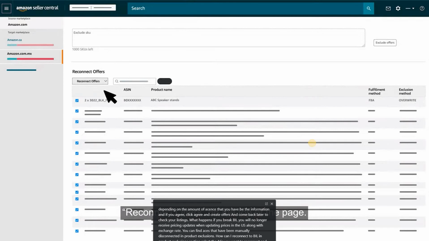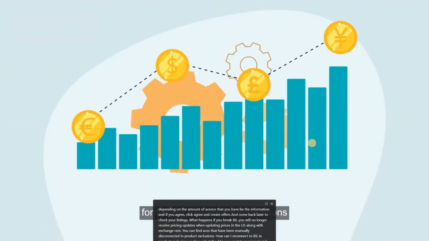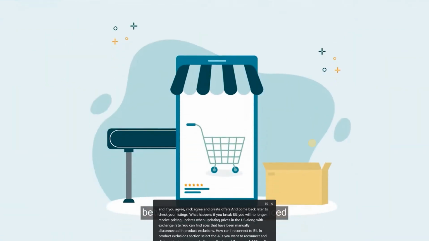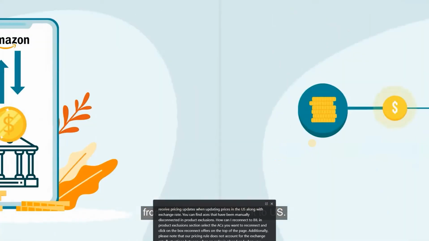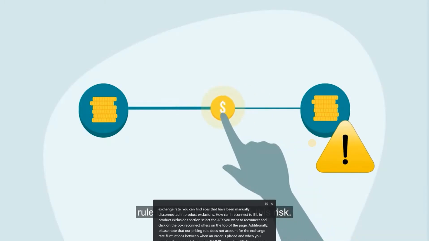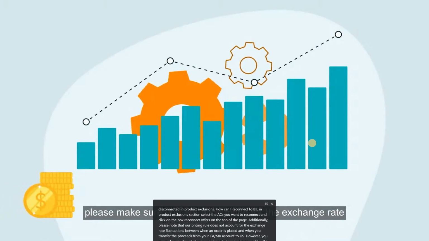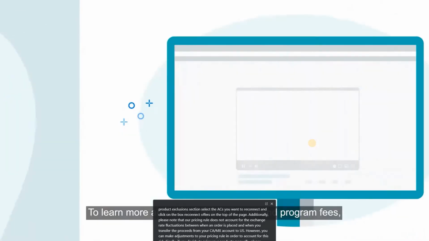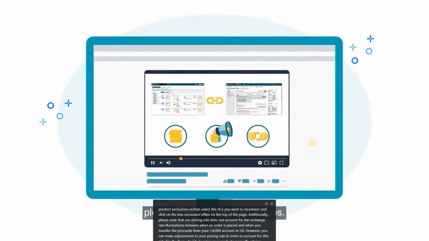Additionally, please note that our pricing rule does not account for the exchange rate fluctuations between when an order is placed and when you transfer the proceeds from your CA/MX account to US. However, you can make adjustments to your pricing rule in order to account for this risk. Finally, if you decide to price your products manually, please make sure you are accounting for the exchange rate difference between stores. To learn more about offer management and program fees, please watch the related videos.